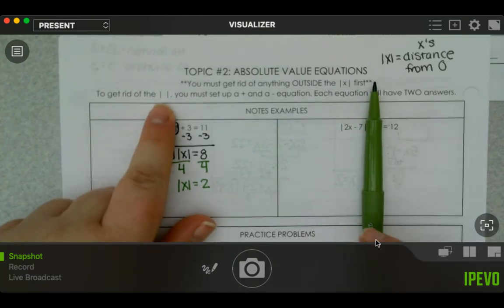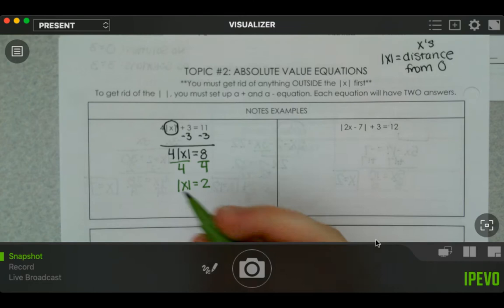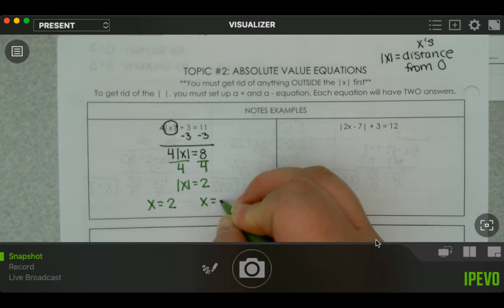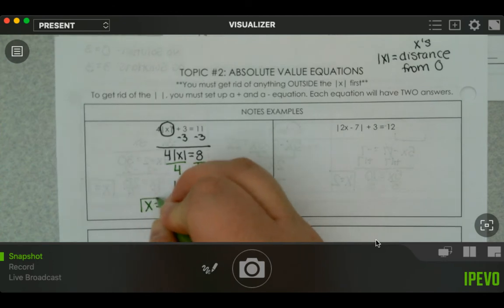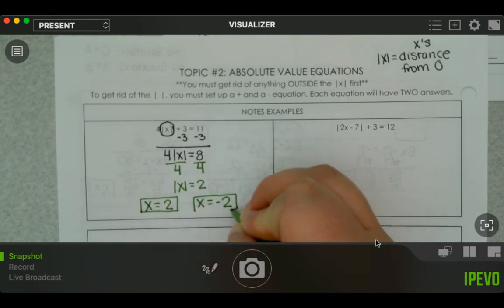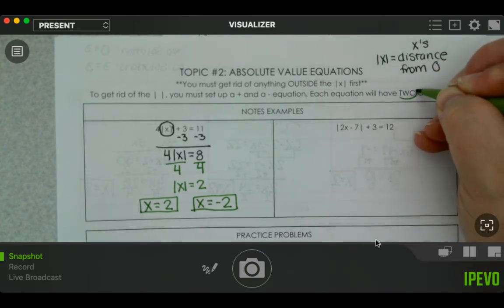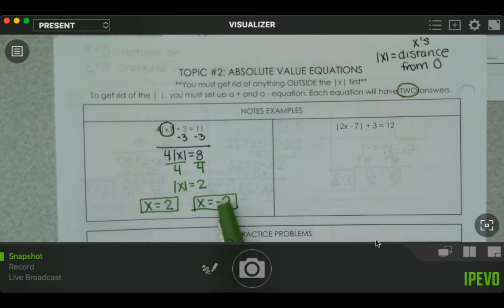Now, usually the question that people ask next is, how do I get rid of those bars? To get rid of them, you have to set up a positive and a negative equation. So I'm going to drop the bars, and I'm going to write this equation with a 2 and with a negative 2. Now, x is the only thing left, so these are actually my two answers. Each equation needs to have two answers because you could have gone to the left or to the right 2. Right 2 would give you 2, left 2 would give you negative 2. But you don't know how far away it is until you get the absolute value by itself.